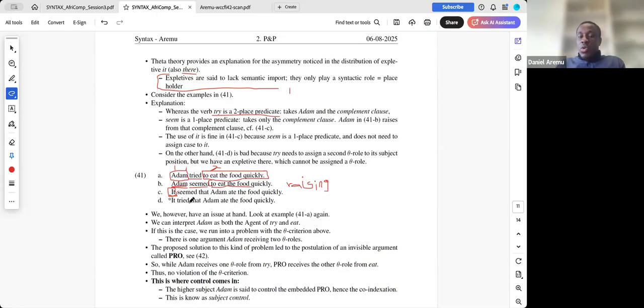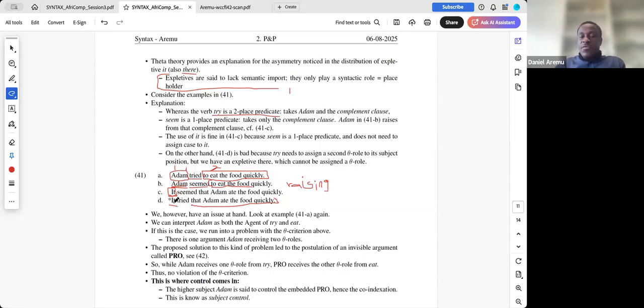If try assigns two theta roles, that means we can explain why 49D is ungrammatical. So if you say "he tried that Adam ate," you can see in this case that Adam is now in its original position inside. We put it inside the embedded clause here. So if you say "he tried that Adam ate the food quickly," that's ungrammatical. Why? Because this position is a theta role position and it cannot occupy it. It cannot be assigned a theta role.